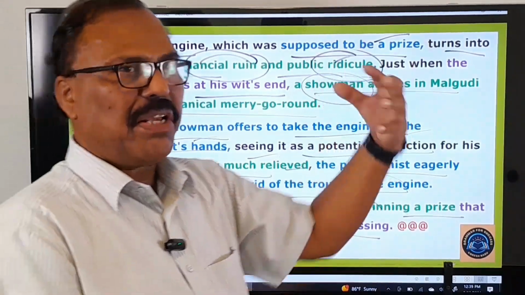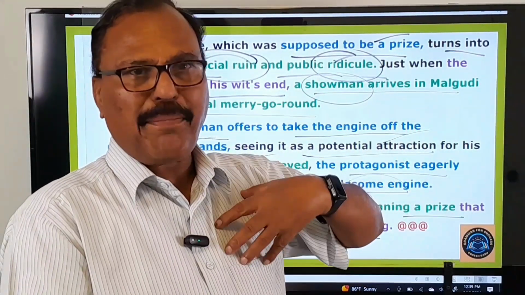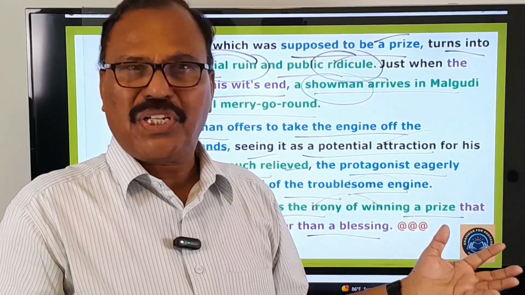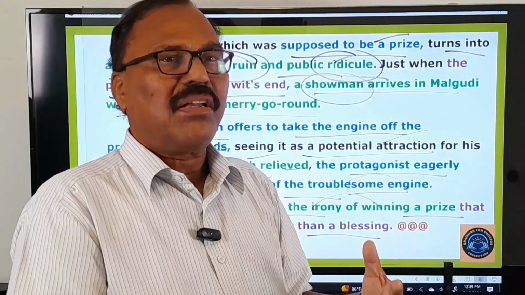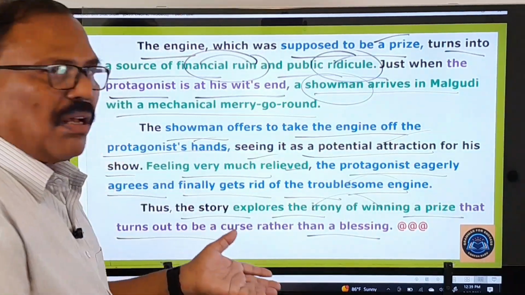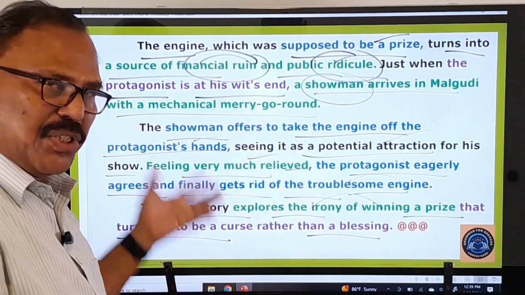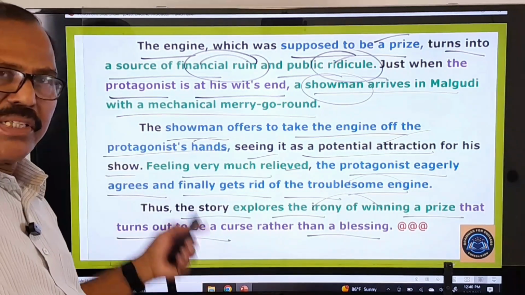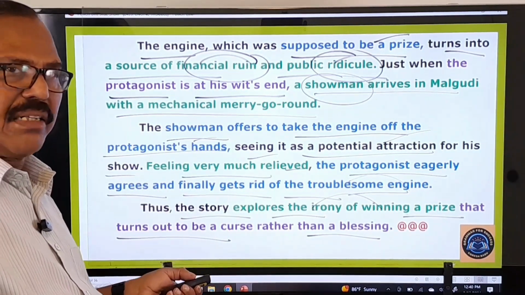A prize should give him pleasure. A prize should give him happiness. Instead, it has given him unhappiness and displeasure. So this is only called the irony of fate. Okay, this is all about this story in a nutshell. Hope you have understood this one. You can also read this, and you can also understand the story.